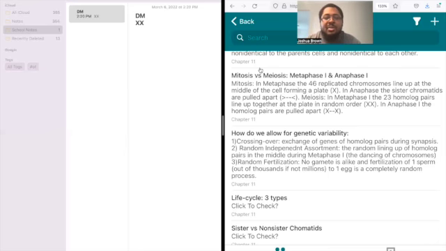All right. So then you have the random independent assortment, and that was what we were just talking about. The father and the mother chromosome, the homologous pairs, are going to line up in a random order. It's not going to just be the father on one side, mother on the other side. No, that's not how it works. Because if that happened, then you would just have a cell over here with just the mother chromosomes. No, we want some variability on them.